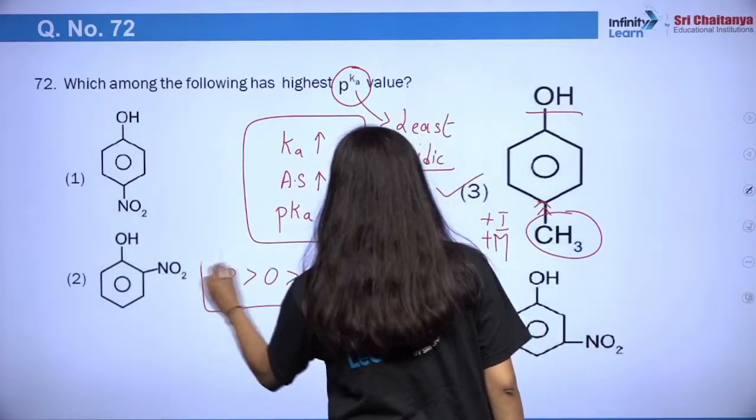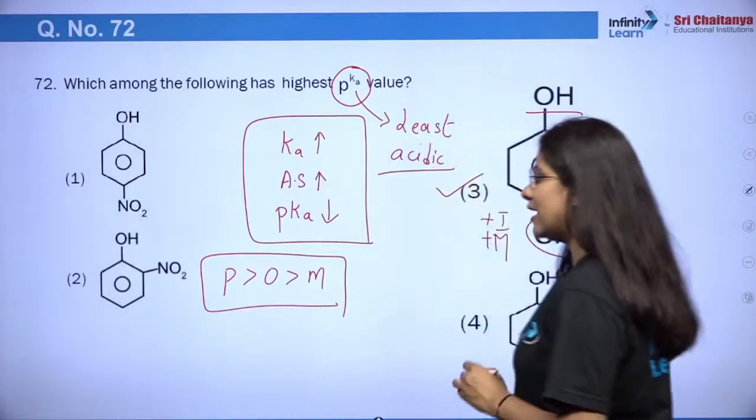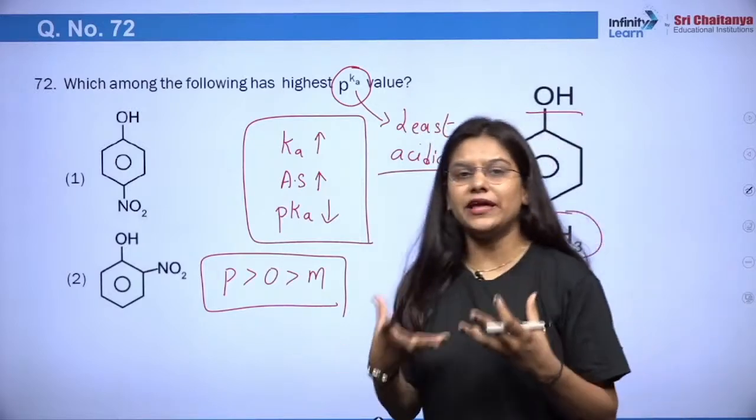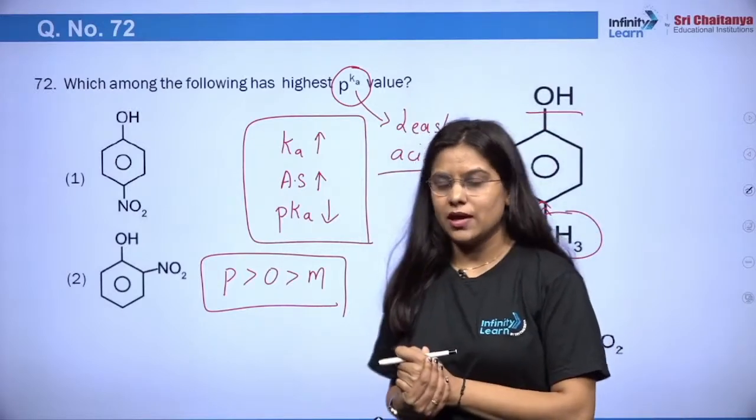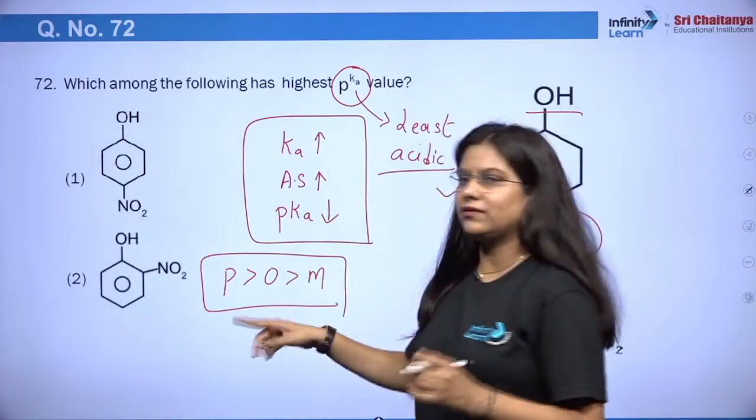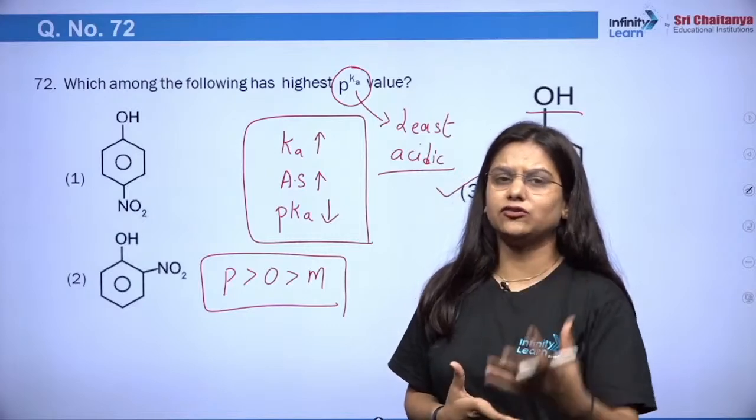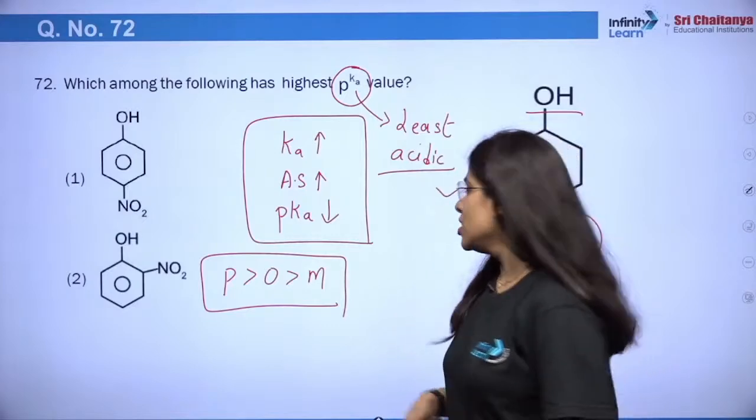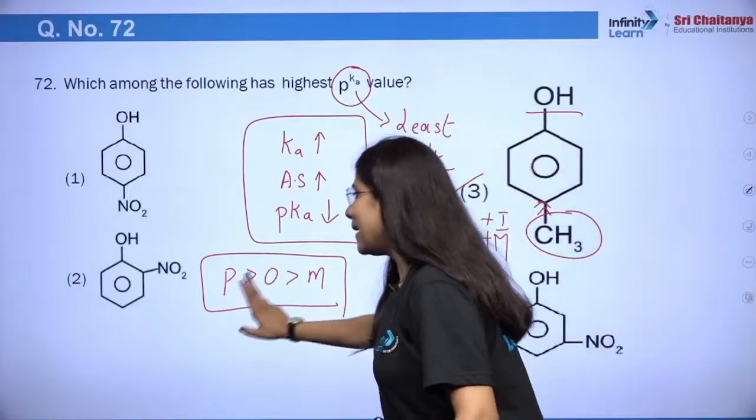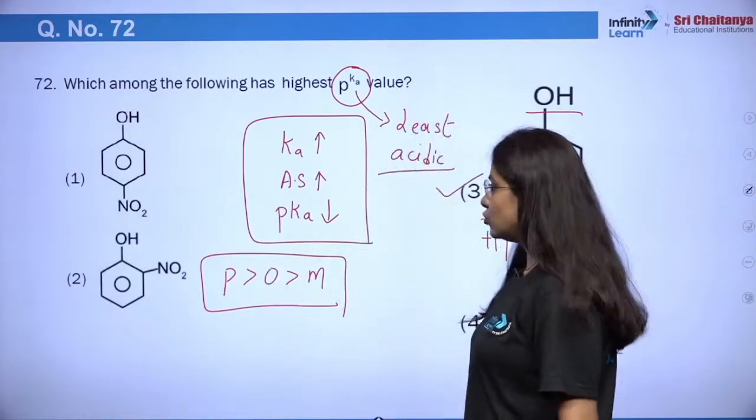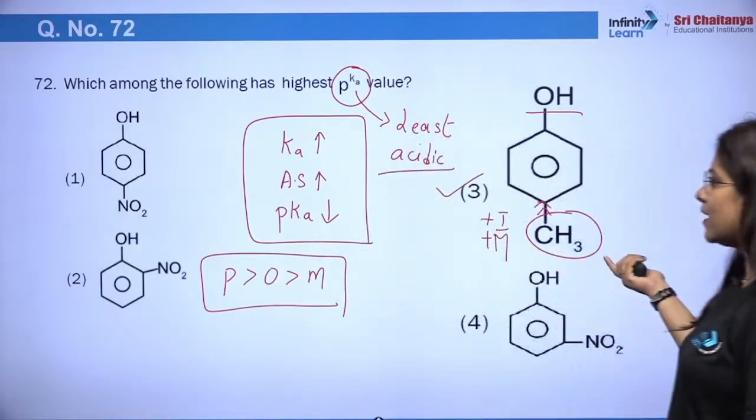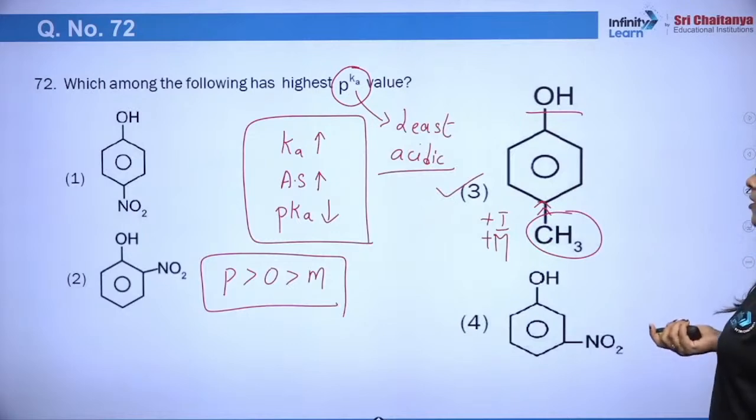POM. Why POM? Because NO2 is actually affecting only at the para and ortho position. On the meta position, there is no variation in electron density. So it will be least acidic, and para will be most acidic, followed by ortho. What is the correct option? Here the answer is option number 3rd.